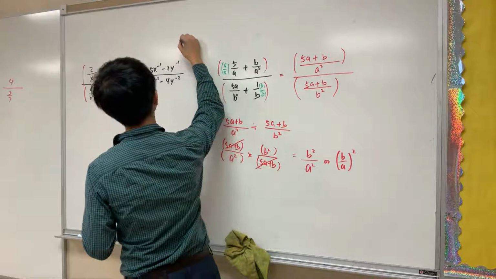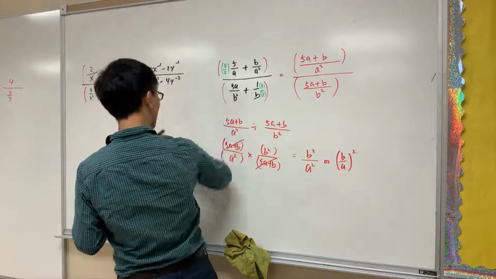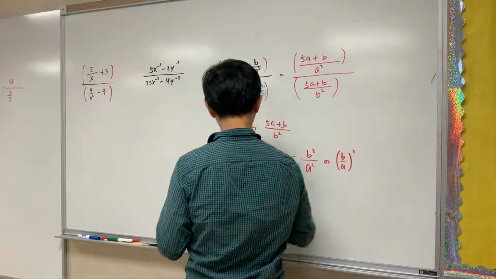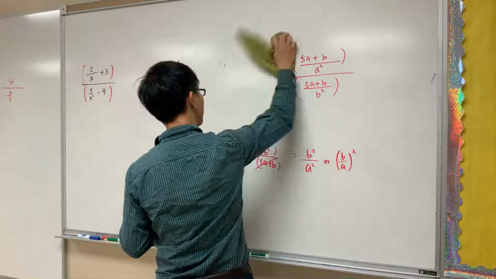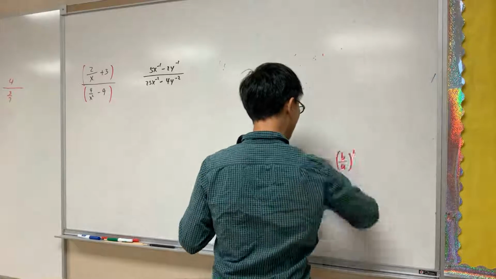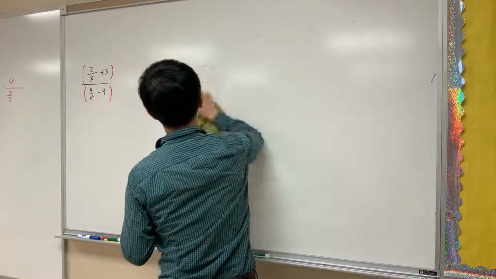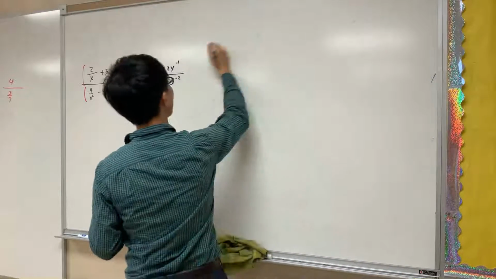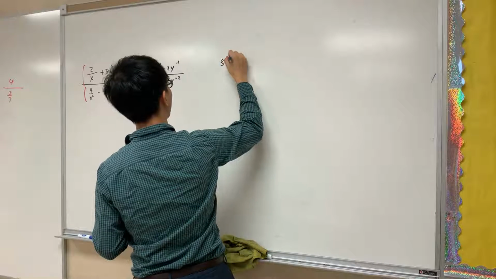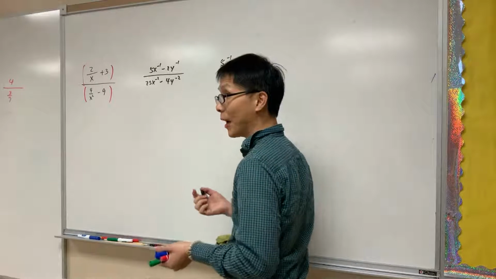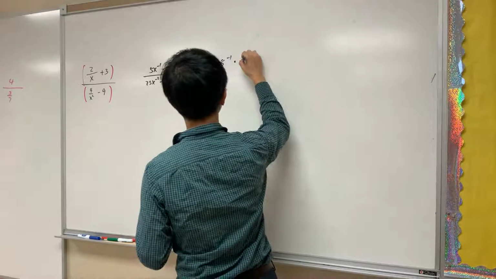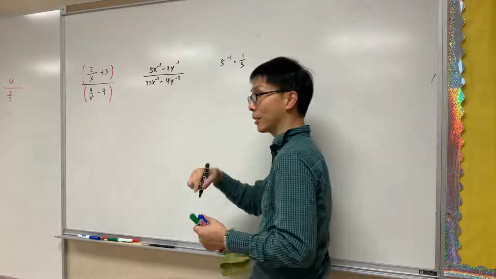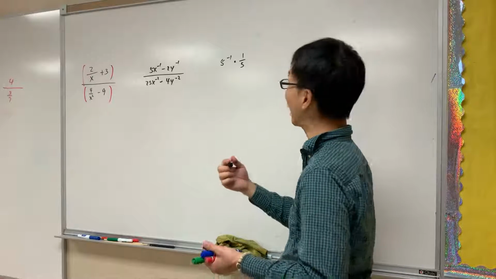Okay, so if I have this, everything's recorded, so if you want to go back and watch it, that's fine. One thing you have to make sure of: if I have 5 to the negative 1, that does not give me negative 5. That's 1 over 5. You need to know that. You put it in a fraction, and the denominator becomes positive.